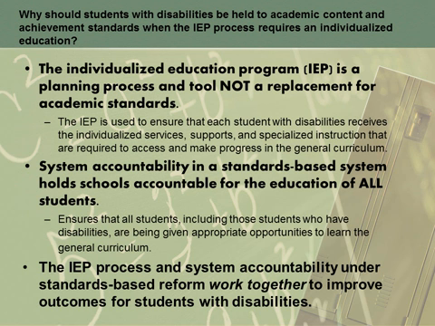In order to ensure this legally and functionally, we have system accountability in place. So in a standards-based system, all schools are held accountable for the education of all students. And that system accountability ensures that all students, including those with disabilities, are given the opportunity to learn the general curriculum. So in short, the IEP process and system accountability actually work together to improve outcomes for students with disabilities in the general education curriculum.